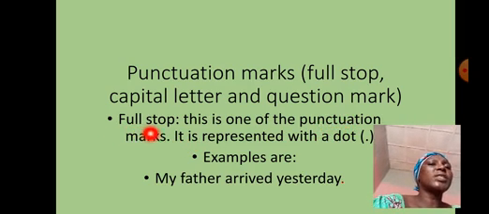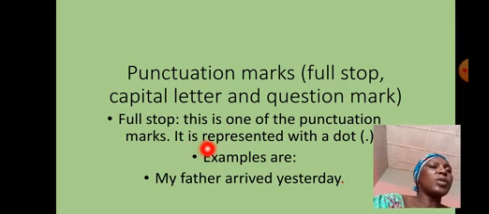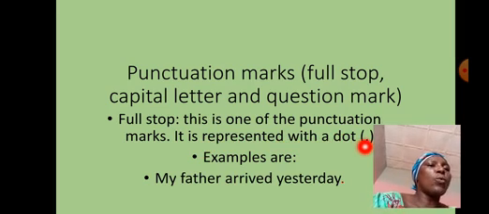Now, what is a full stop? A full stop is a punctuation mark used at the end of a sentence. This punctuation mark is represented with a dot. It's represented with a what? With a dot.